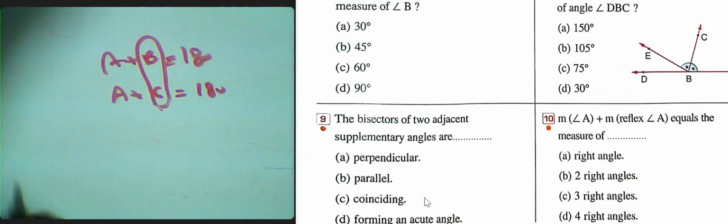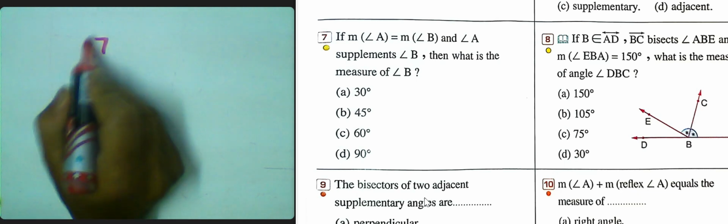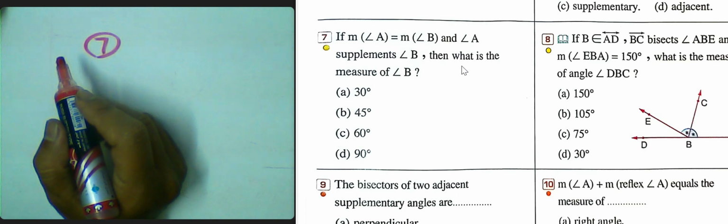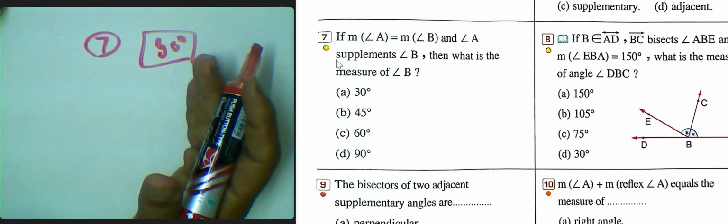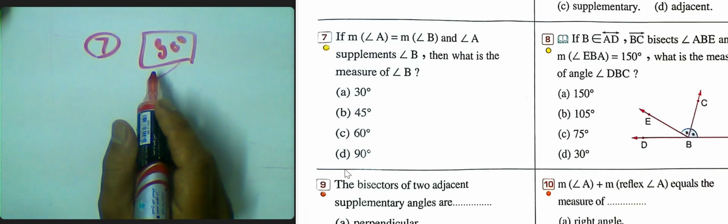Question number 7. If the measure of angle A equals B and A supplements B, then what is the measure of B? They are equal and supplementary, then the measure of each one will be 90 because 90 plus 90 equals 180 and they are supplementary. Choose letter D.